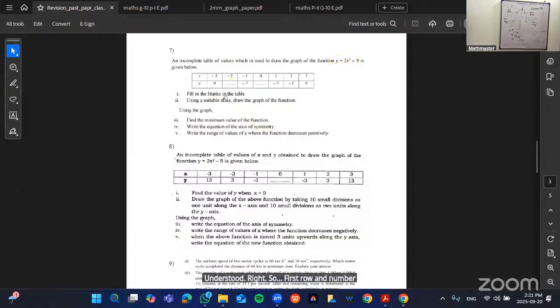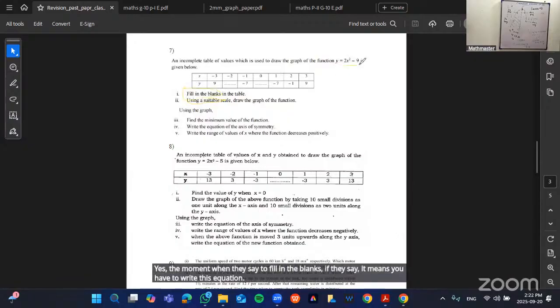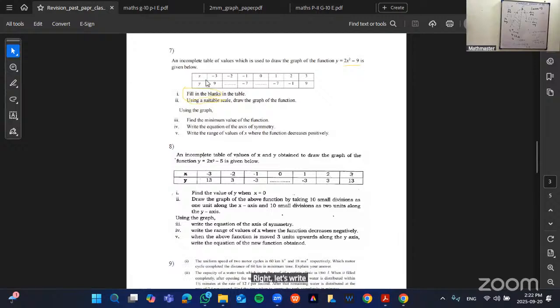So first Roman number: fill in the blanks in the table. Yes. The moment they say to fill in the blanks, you have to write this equation. Right. Let's write on the board and see how it is.